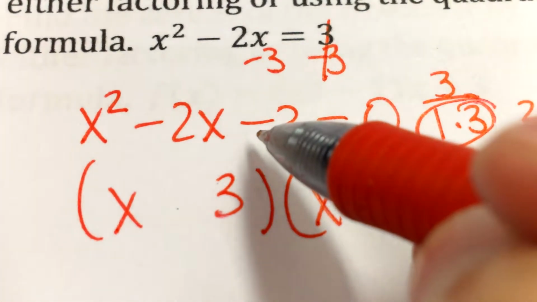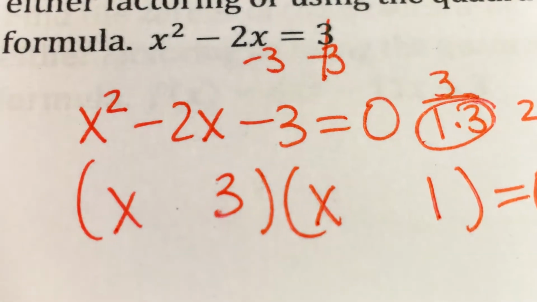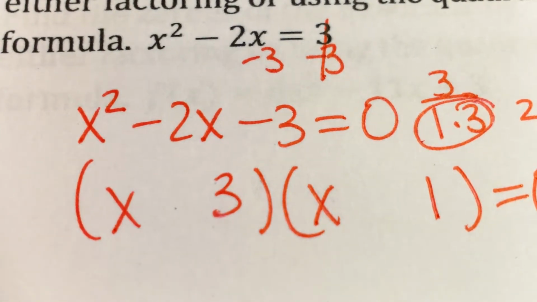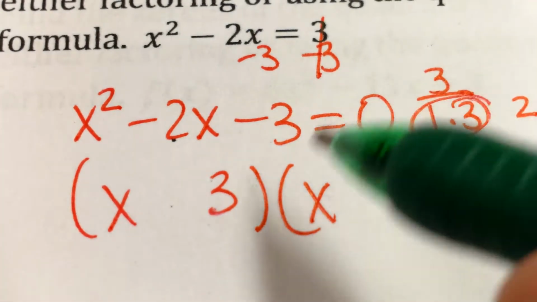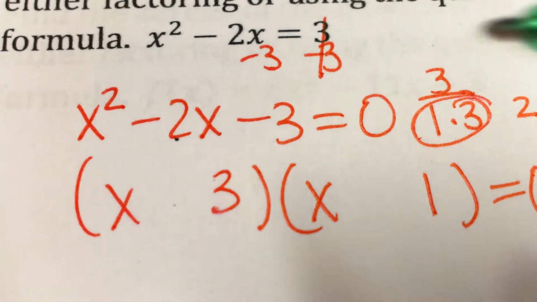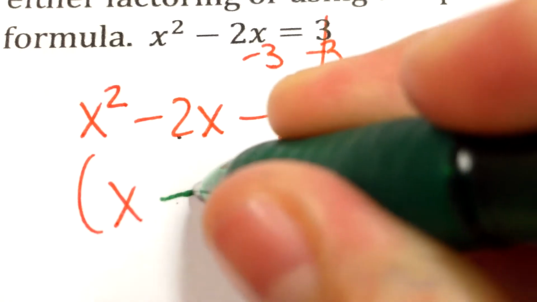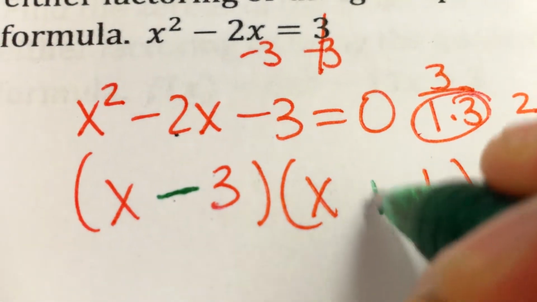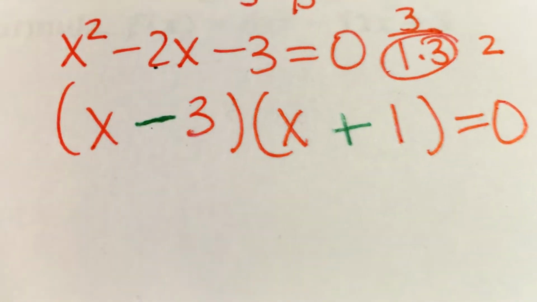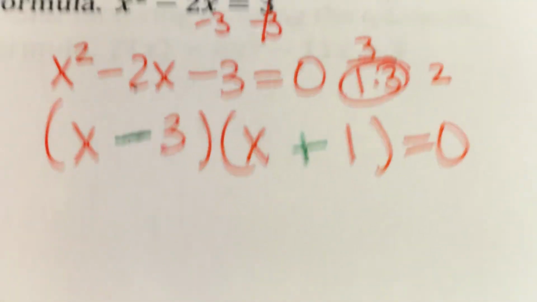You are subtracting, so that tells you that the signs are different. And the bigger number gets that sign. So the 3 is bigger than the 1, and they are different signs. So this is going to be negative 3 because that's the bigger sign. And positive 1 equals 0. So I already factored it out.